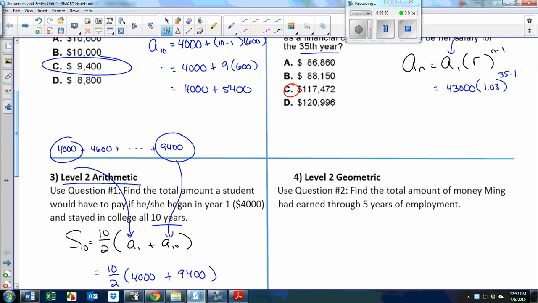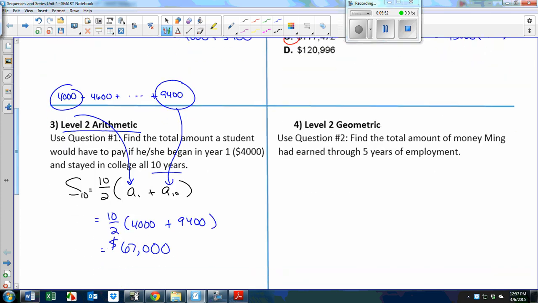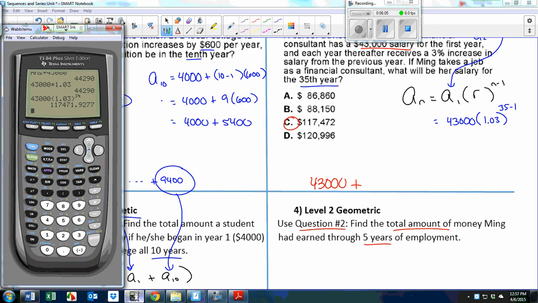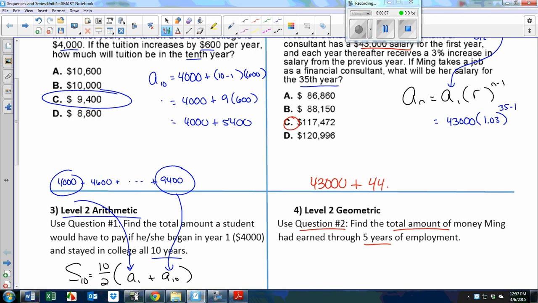And then we're going to piggyback right off that question. Use the amount of money with to employment. So what that means is take her first year, 43,000, plus her second year, which we still have on the calculator here, 44,290, plus her third, plus her fourth, all the way to her fifth year.